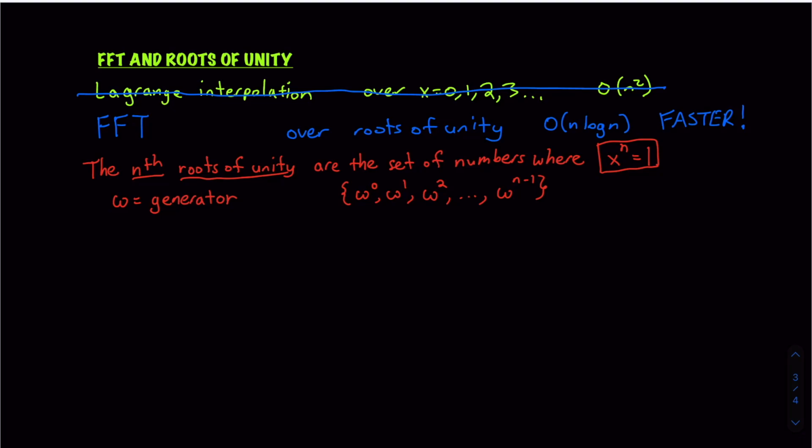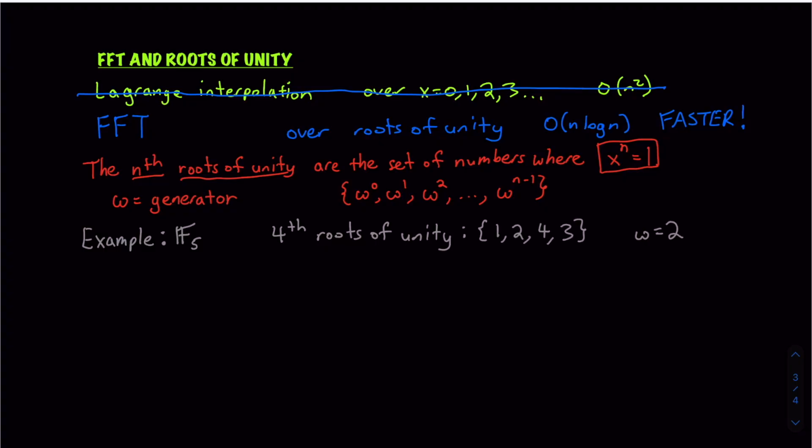Here's a small example to make it concrete. In the finite field F5, the fourth roots of unity are 1, 2, 4, and 3, where omega is 2. That's because 2 to the power 0 is 1, 2 to the power 1 is 2, 2 to the power 2 is 4, and 2 to the power 3 is 8, which mod 5 is 3.